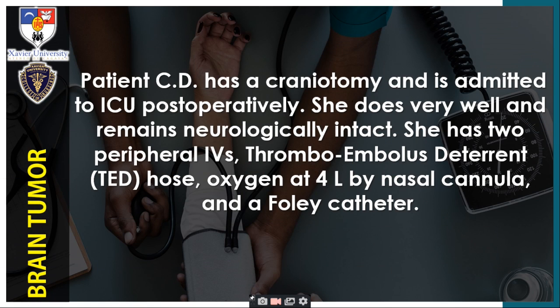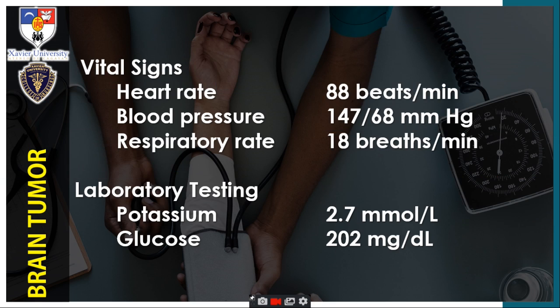Patient CD has craniectomy and is admitted to ICU postoperatively. She does very well and remains neurologically intact. She has 2 peripheral IVs, thromboembolus deterrent hose, oxygen at 4 liters per nasal cannula, and a Foley catheter. Vital signs: heart rate of 88 beats per minute, blood pressure of 147 over 68 millimeters mercury, respiratory rate of 18 breaths per minute, and laboratory testing includes potassium 2.7 millimole per liter, glucose of 202 milligrams per deciliter.